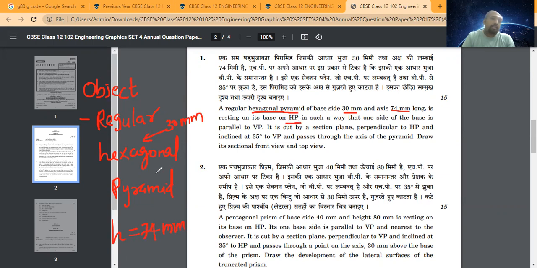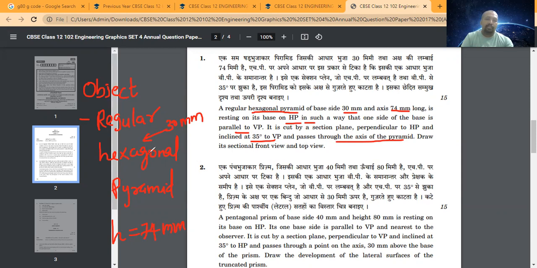So here in this hexagonal pyramid, the base is a hexagon and this hexagon is resting on HP, the horizontal plane, in such a way that one side of the base is parallel to VP. Then this is cut by a section plane perpendicular to HP and inclined at 35 degree to VP and passes through the axis of the pyramid.